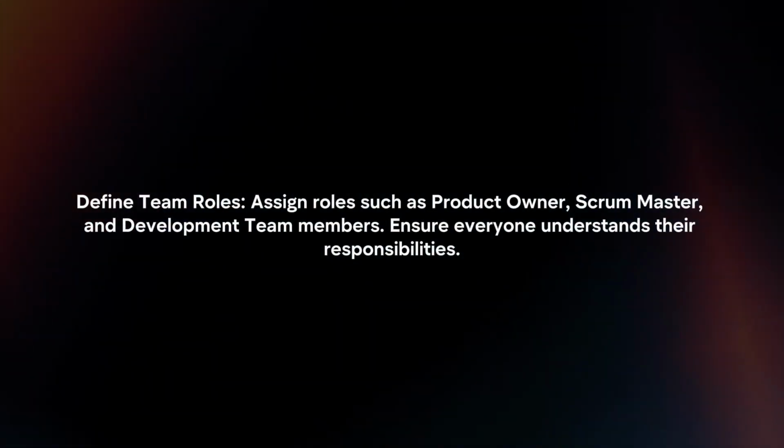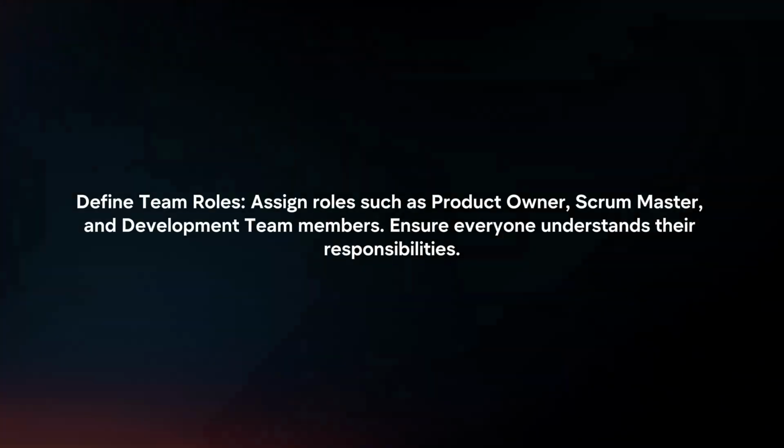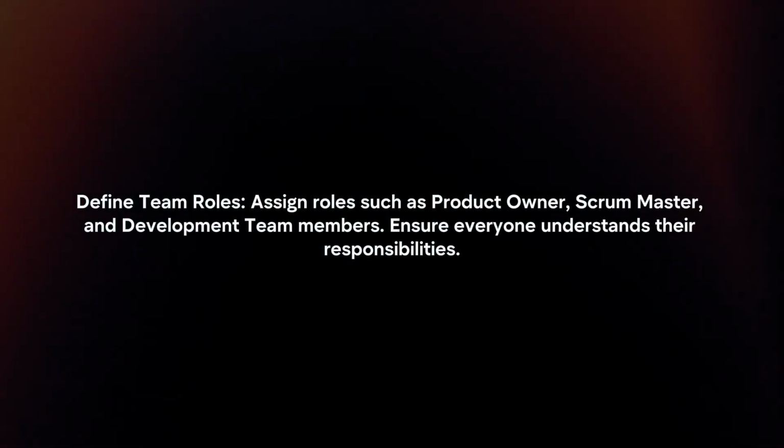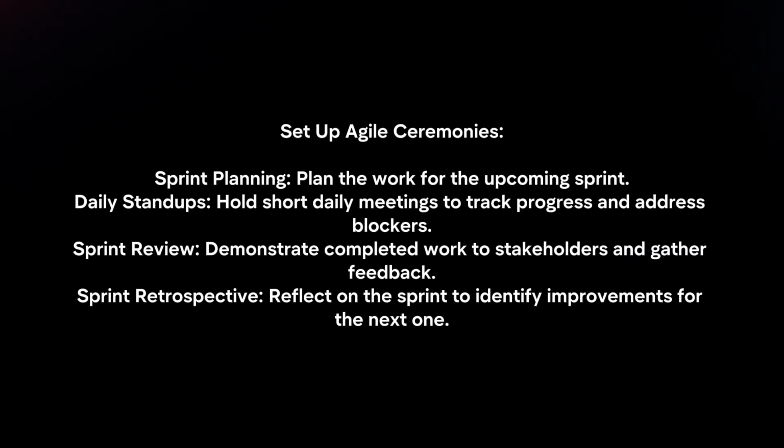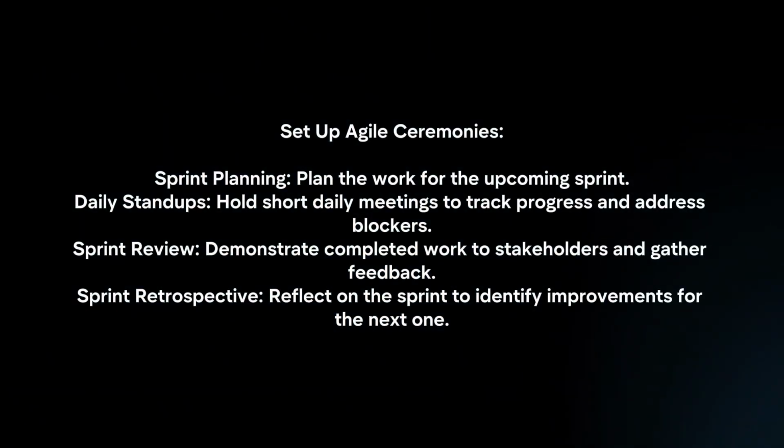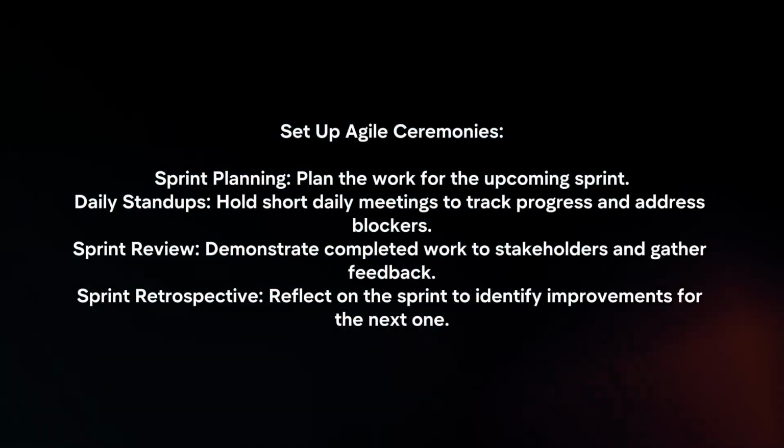Define team roles. Assign roles such as product owner, scrum master, and development team members. Ensure everyone understands their responsibilities. Set up agile ceremonies. Sprint planning. Plan the work for the upcoming sprint.